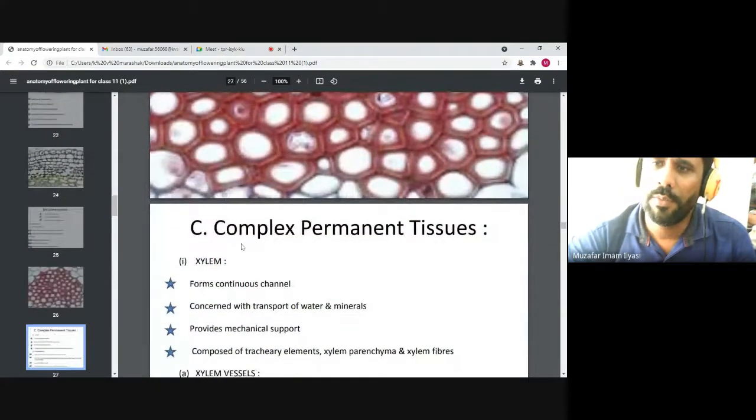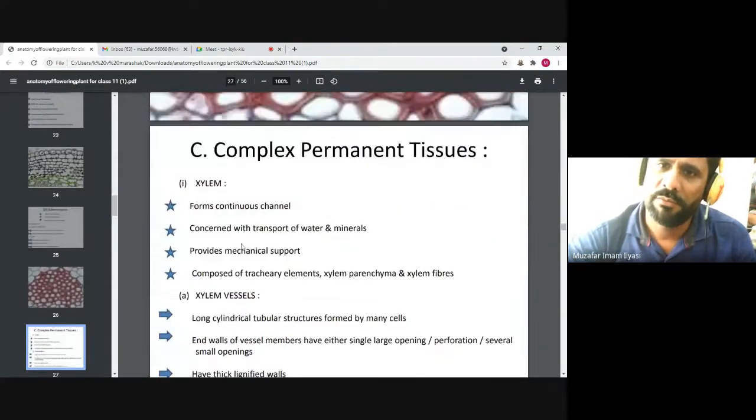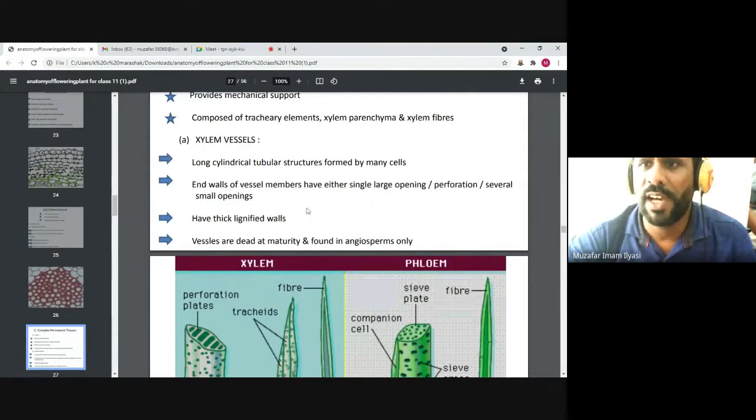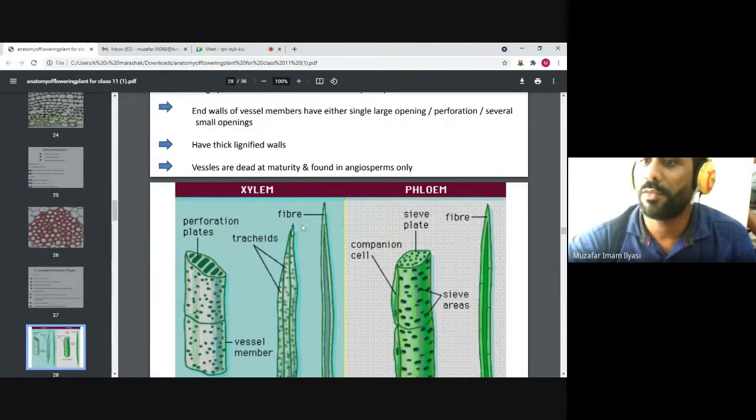See here, the complex permanent tissue. First about xylem. Xylem constitutes channels concerned with transport of water and minerals, and provides mechanical support. It is composed of tracheary elements, xylem parenchyma and xylem fibers. Another part is xylem vessels, which are long cylindrical tubular structures formed by many cells. In the walls of vessel members there is either a single large opening, perforation, or several small openings. They have thick lignified walls. Vessels are dead at maturity and found in angiosperms only.